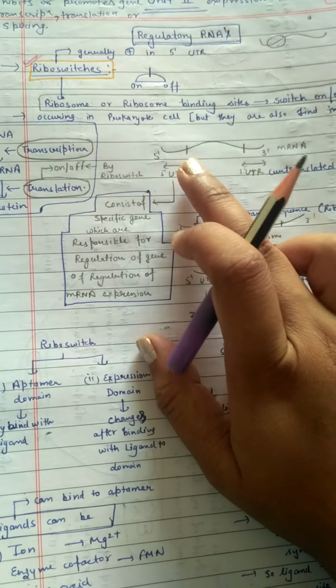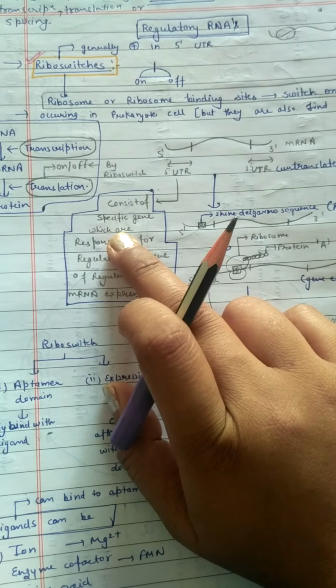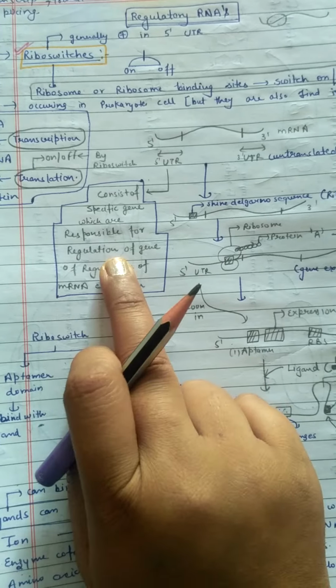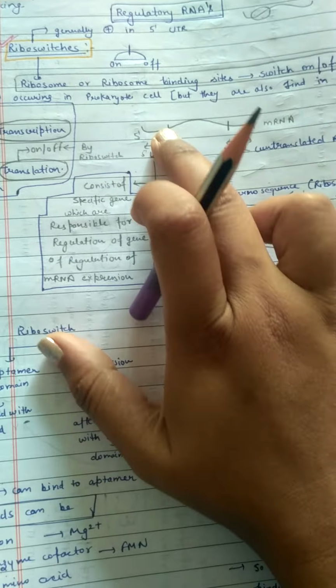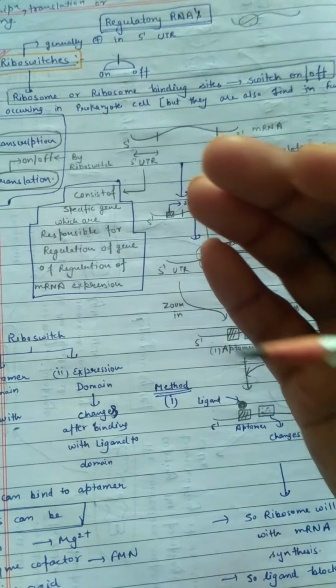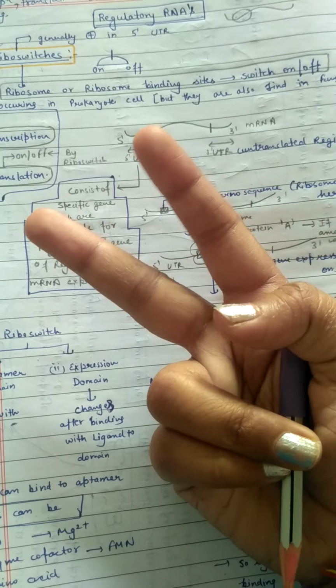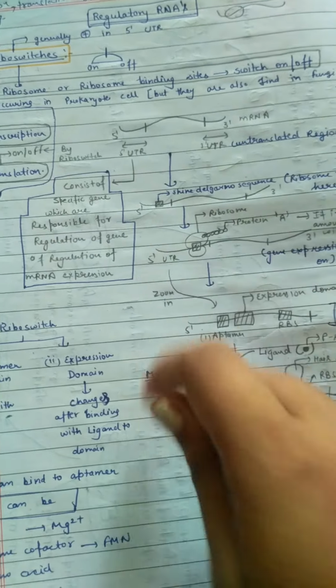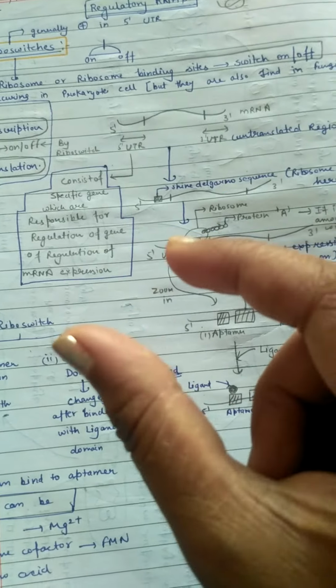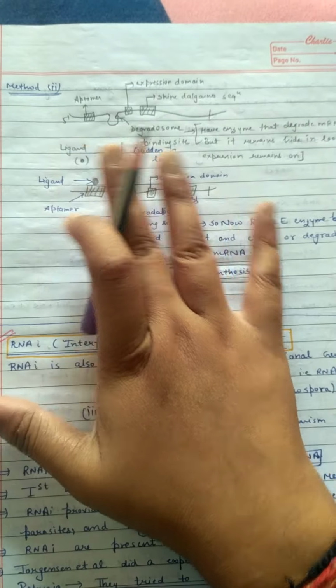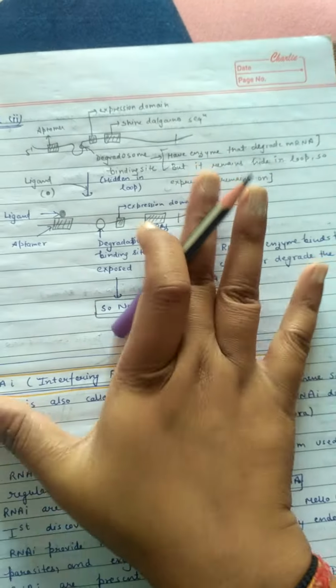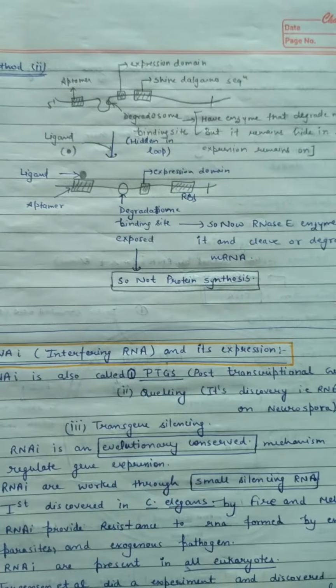Here I told you that the 5' UTR consists of a specific region which is responsible for regulation of gene or mRNA expression. So basically this is the regulatory RNA site, because at the 5' end two domains are present, the aptamer domain and the expression domain. These are the specific sites where we can say that gene expression can be controlled with the help of mRNA.